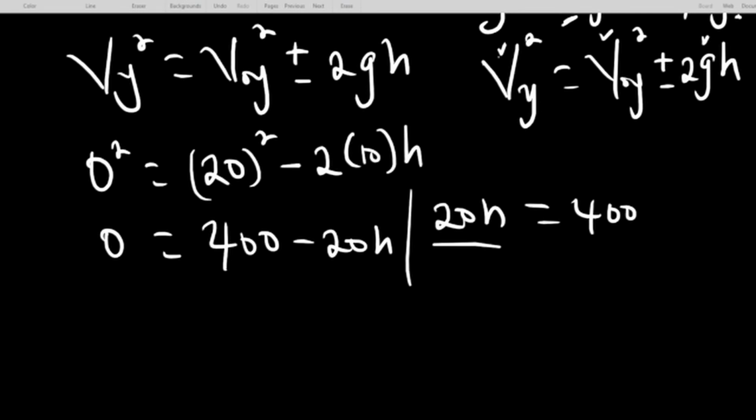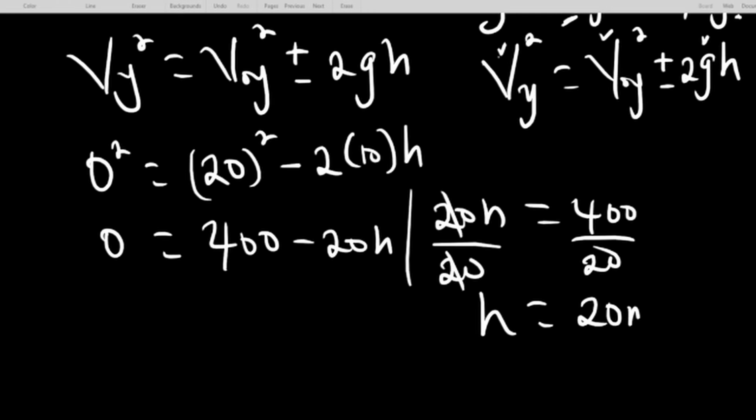And we divide both sides by 20, the height now becomes 400 divided by 20, and that is 20 meters. So the maximum height is 20 meters. How high it's going to go is 20 meters. And then for part B, we were asked how long will it take?